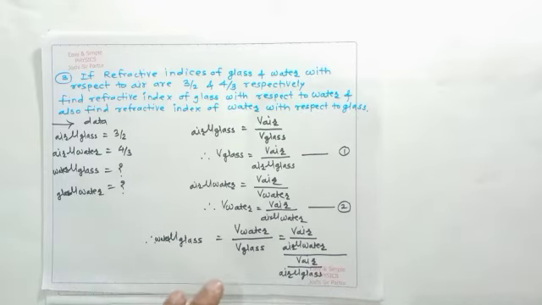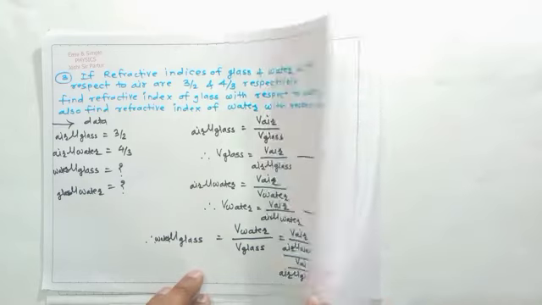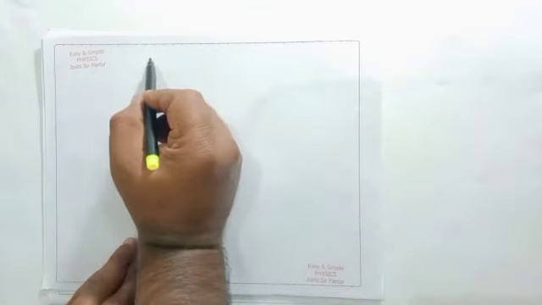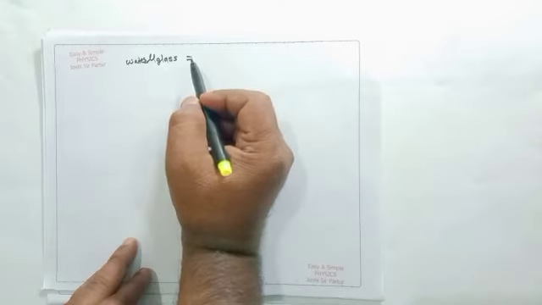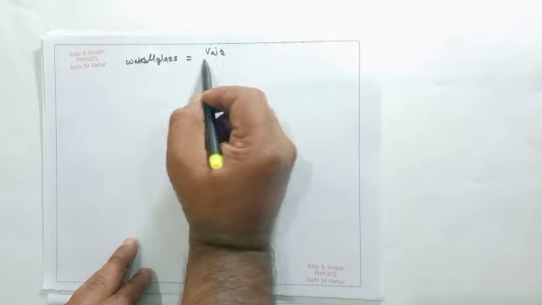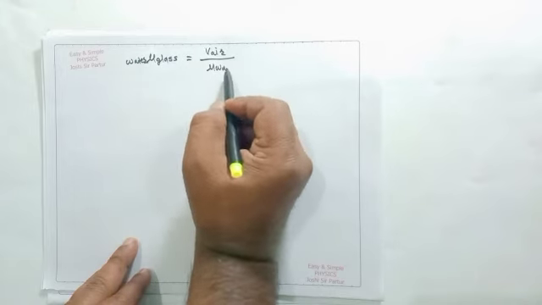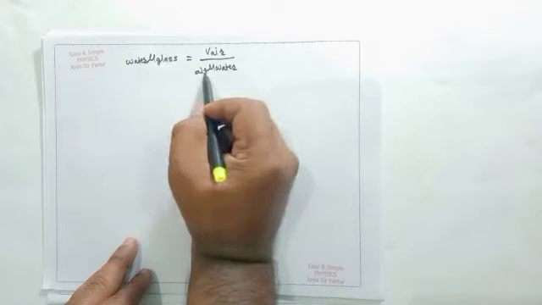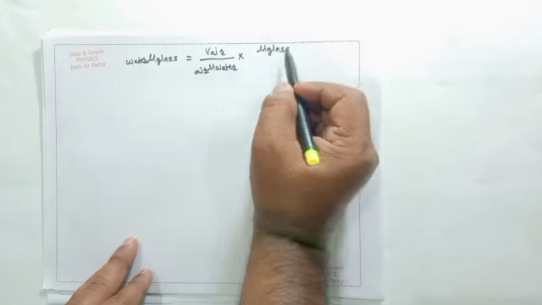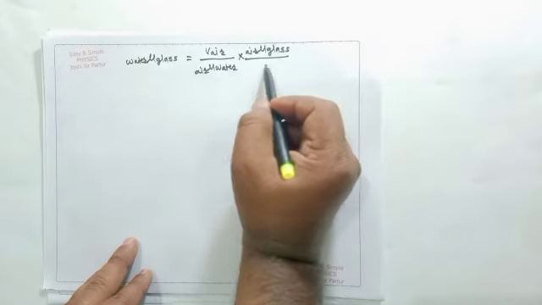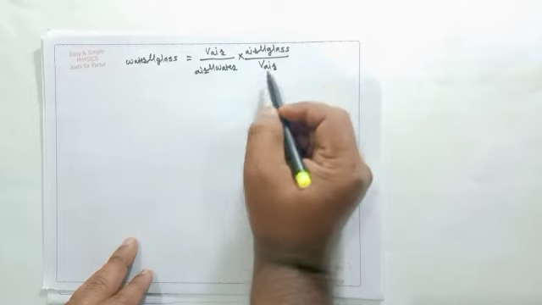If we rearrange the terms, see here: the refractive index for glass with respect to water is equal to the velocity of light in air divided by the refractive index of water with respect to air, multiplied by the refractive index of glass with respect to air divided by the velocity of light in air. What happens? The velocity of light in air gets cancelled.